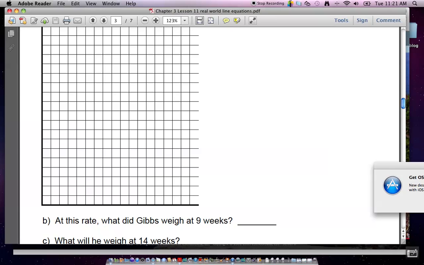Every time you see the words, write the equation of a line, what pops into your head? y equals mx plus b. And in these real-life applications, you have to check and see, do I need stuff in the second quadrant, the third, the fourth, or is just the first good? All right.